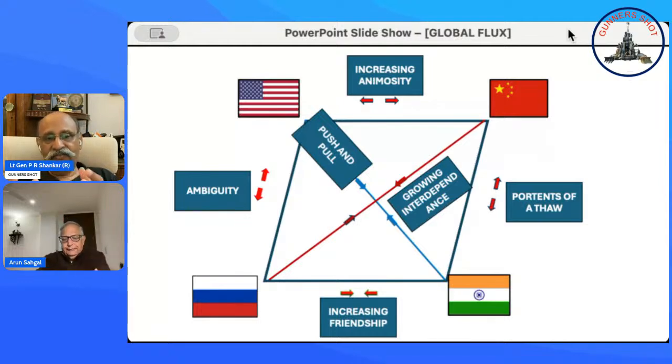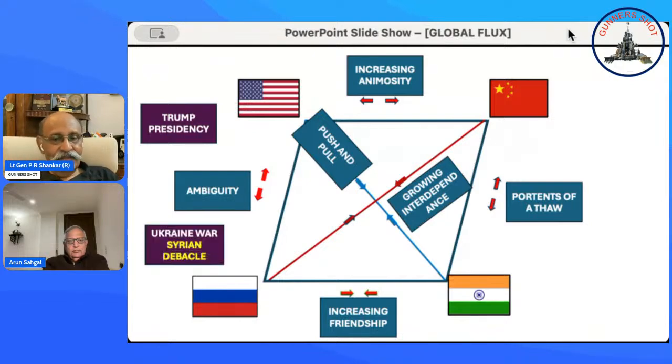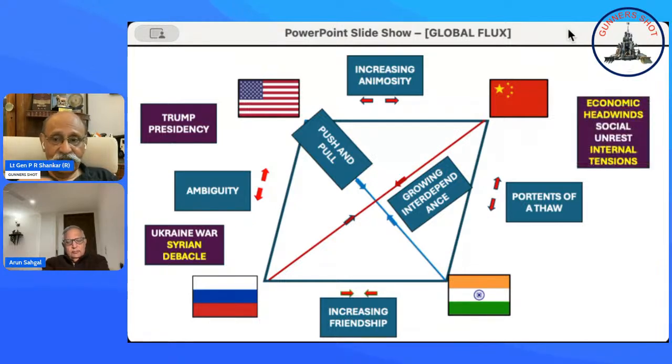Now, it is in this context that a few uncertainties have been thrown in and the flux has appeared. The first point of flux is the Trump presidency. Everyone talks of the Trump presidency. Everyone knows many funny things will happen, but no one knows how things will pan out. So the flux starts here. And then, of course, Russia is still entangled in the Ukraine war and as it faces the Syrian debacle. It's a debacle, there's no doubt about it. So a huge lot of flux has been added with this debacle it is now faced.